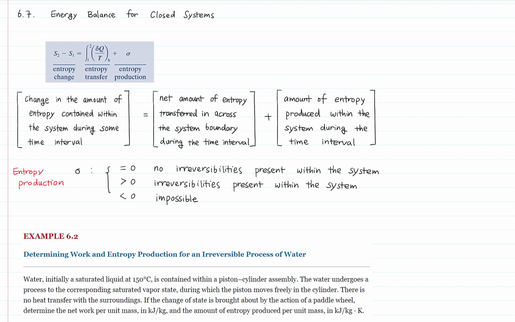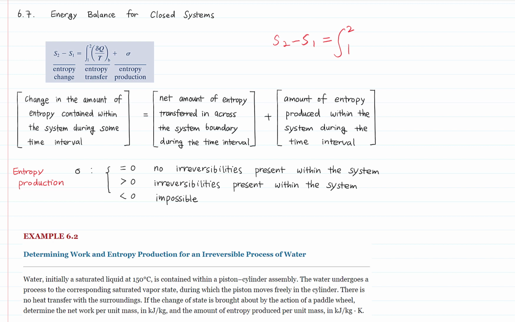6.7 Energy balance for closed system. In this section, we are going to talk about entropy production in a closed system. We learned that the entropy change of a system can be expressed as S2 minus S1 between the two states.